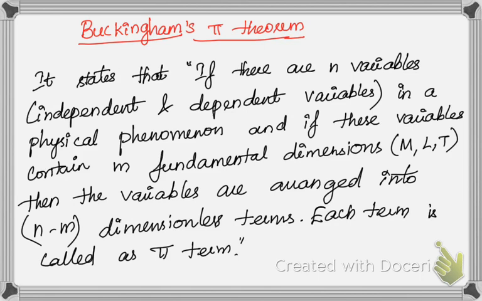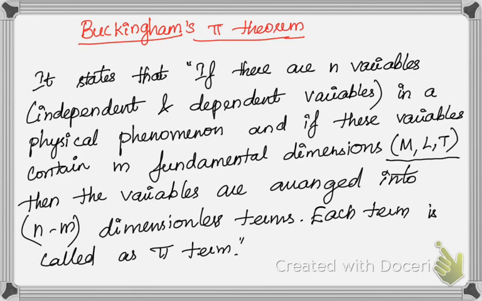Today we are going to see about Buckingham's pi theorem. In Rayleigh's method of dimensional analysis, it will be very difficult if the variables are more than the number of fundamental dimensions. The fundamental dimensions are M, L, T, that is mass, length and time, and if the variables are more than the fundamental dimensions, it will be very difficult to determine the equation using Rayleigh's method. This difficulty is solved by Buckingham's pi theorem.